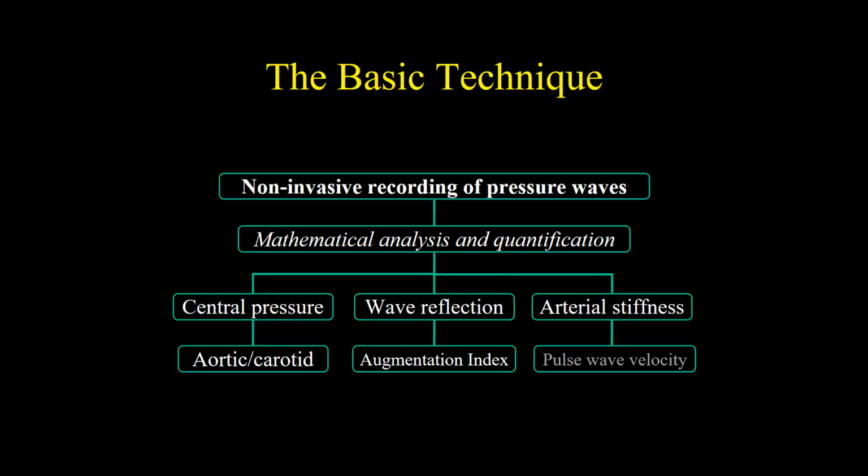There was an invasive recording of a pressure wave, so you have to do it in an artery that's accessible, the carotid, the radial, or the femoral. You then subject that waveform to mathematical analysis, and that usually involves breaking the waveform into harmonics and subjecting it to Fourier analysis using a generalized transfer function. And when you do that, you can measure central pressure in the aorta or the carotid artery. You can look at that wave reflection and you can express that secondary rise in central systolic pressure due to wave reflection as the augmentation index.